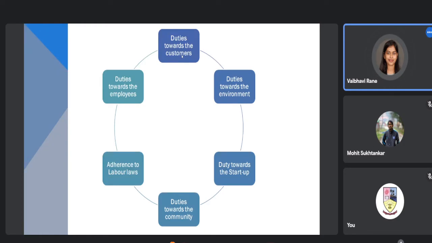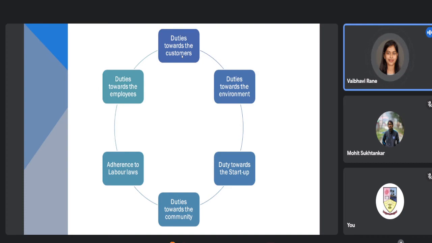You have duties as the founder of a startup, first towards the customers. Startups should not only focus on economic activities, but also on activities which contribute to society. Anything which is detrimental to the interest of your customers should not be done. Startups should accept feedback from customers, provide after-sales care and service, and assist their customers.